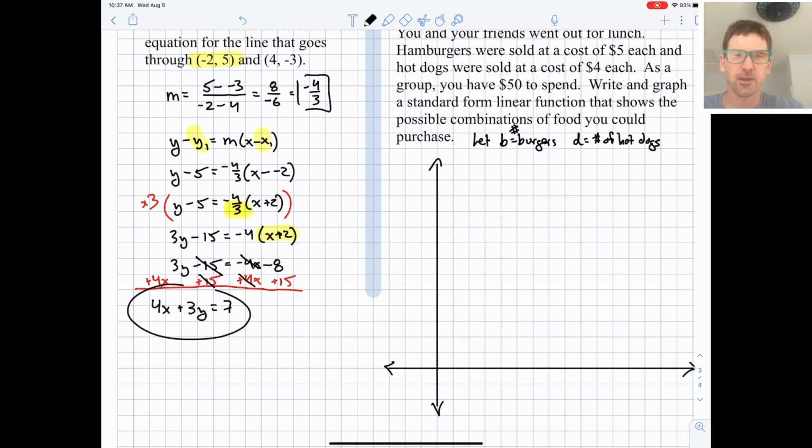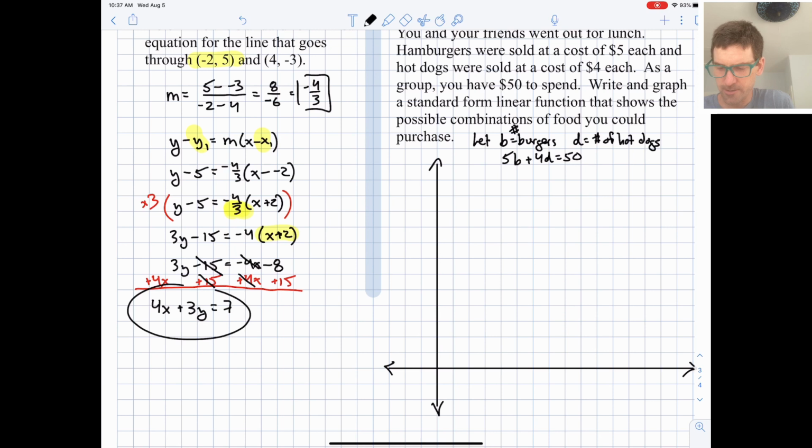So this is probably the biggest advantage of a standard form equation. You can just take a word problem like this, a scenario, and just write it in standard form. And so 5b, $5 per burger, plus $4 per hot dog is equal to 50. Okay, so easy peasy right there. We just wrote it out real quick.